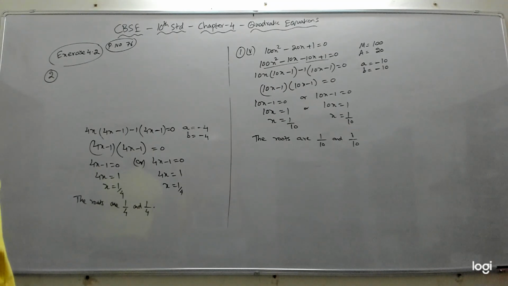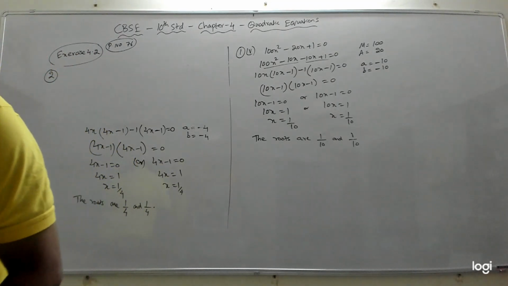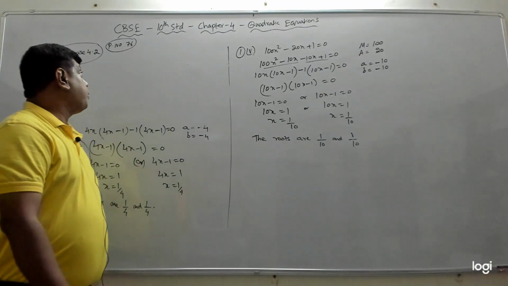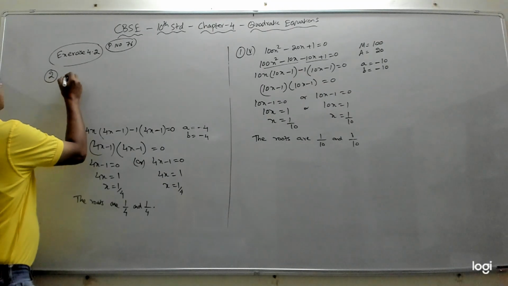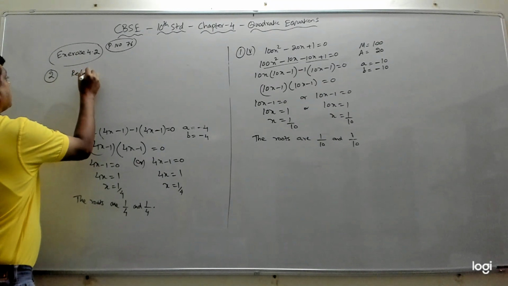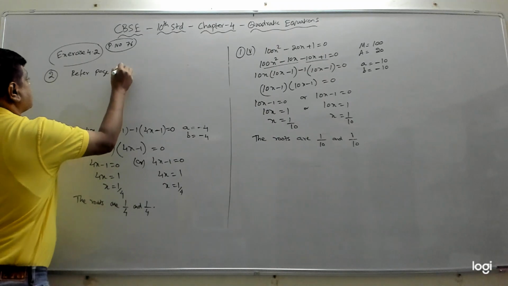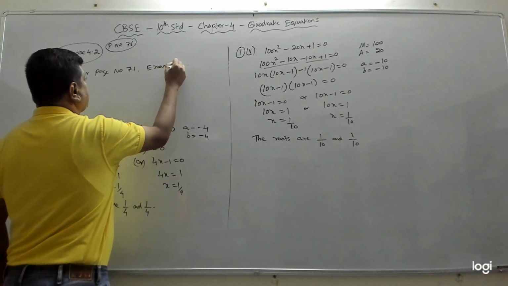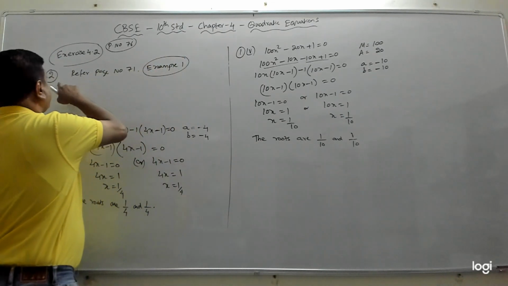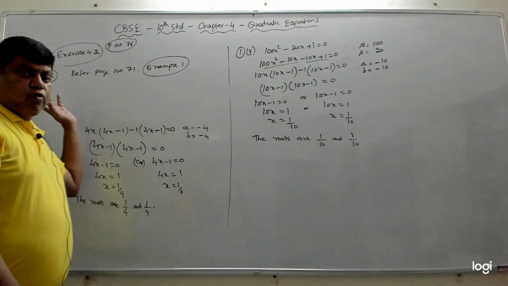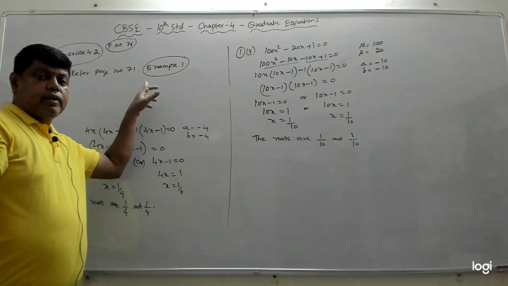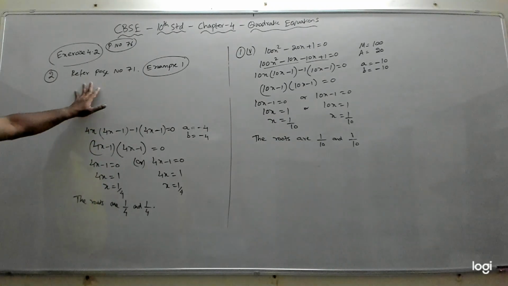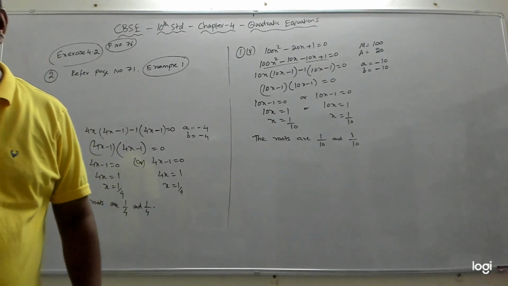What is our example 1? Let's go to page number 71 in your textbook, example 1. We have to solve this example 1 problem. That is our second question in 4.2. In exercise 4.2, second question says solve the example 1. So what is example 1? Refer page number 71. Go to example 1.